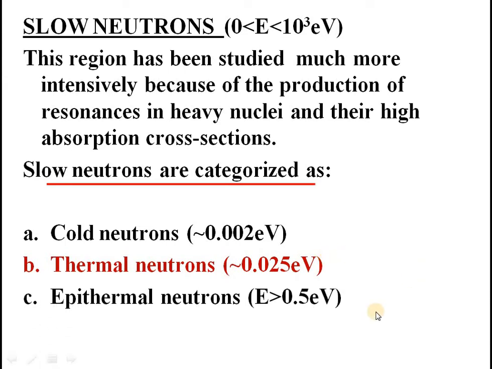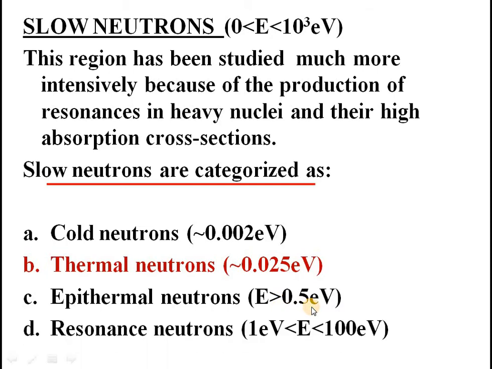The third class is epithermal neutrons. Their energy is less than 0.5 eV. And the fourth class is called resonance neutrons. Their energy ranges from 1 eV to 100 eV. Out of these, we are concerned only with the thermal neutrons having energy 0.025 eV, with which our entire analysis is done.